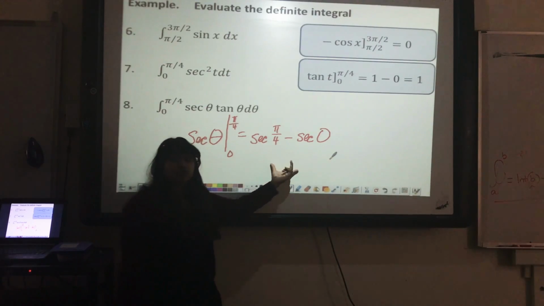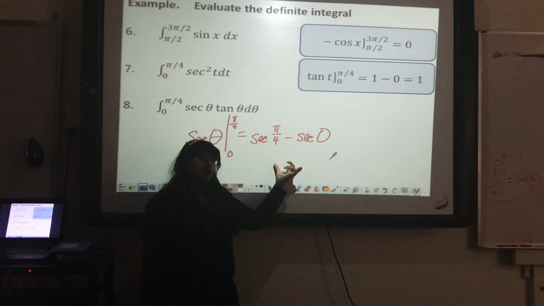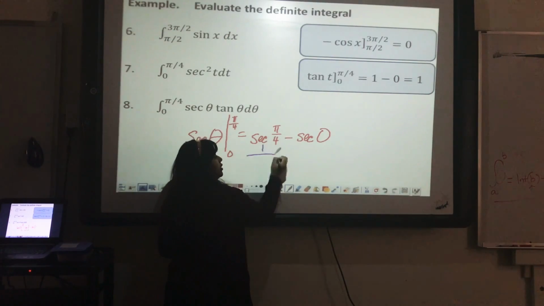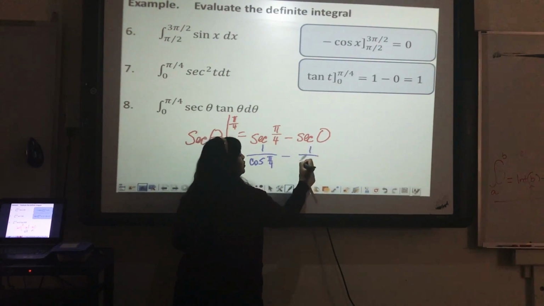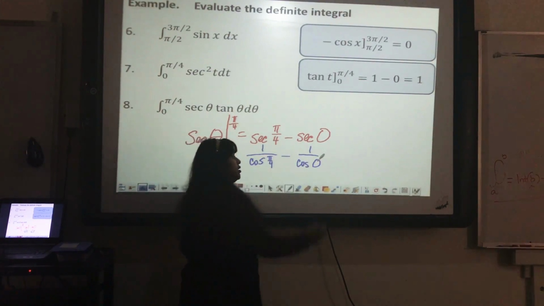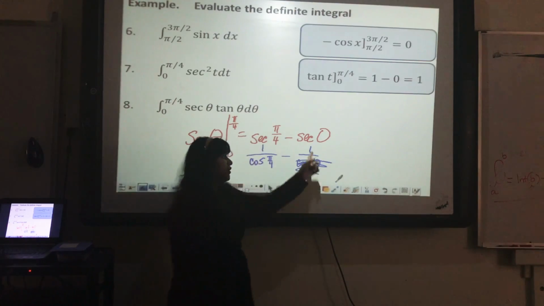Well, this is a little bit of trig to evaluate. There are multiple ways to evaluate it, but I'm going to use the reciprocal. The reciprocal of secant is cosine. So we're actually saying 1 over cosine of pi over 4 minus 1 over cosine of 0. Cosine of 0 is 1, so this is just left with 1.